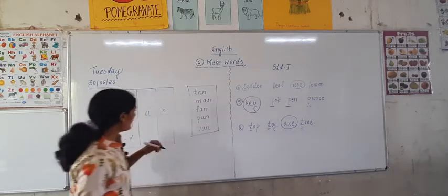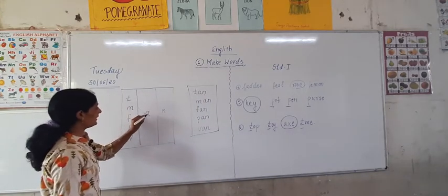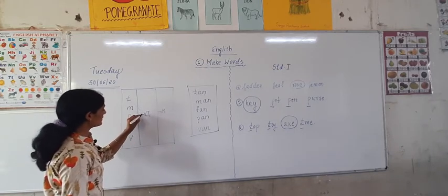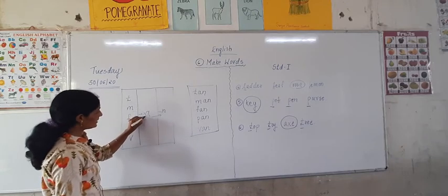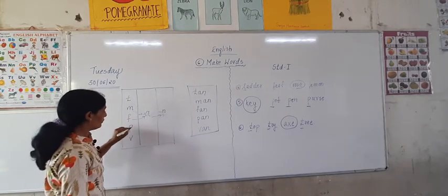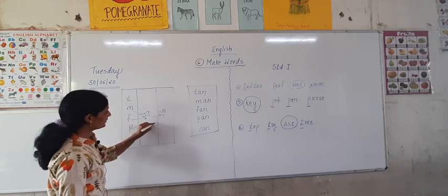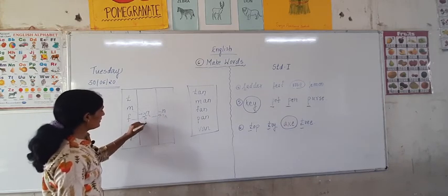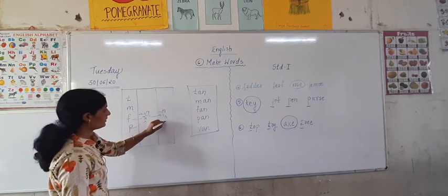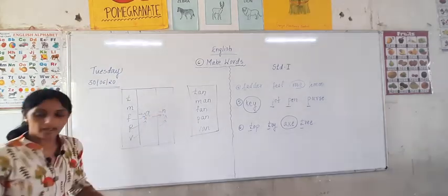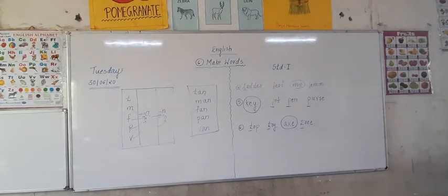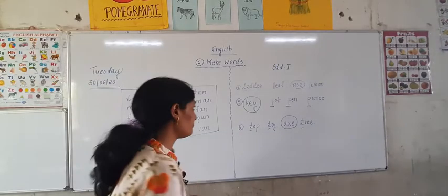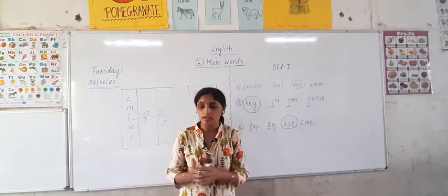In this way, what we have done, we have taken first letter, second letter, third letter. In this way, we have made words. We have made words with the help of letters. I think you have understood. You have understood the lesson, correct?